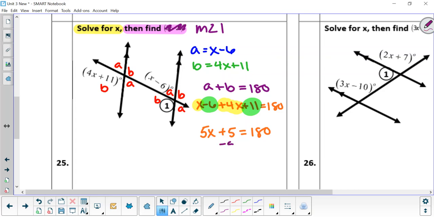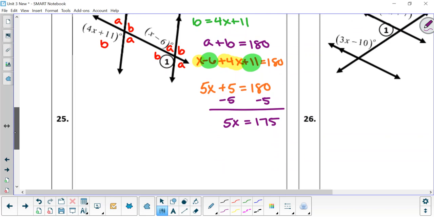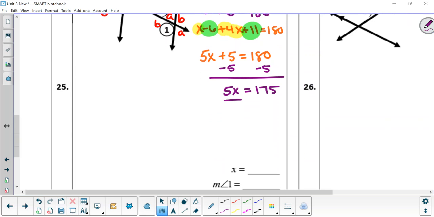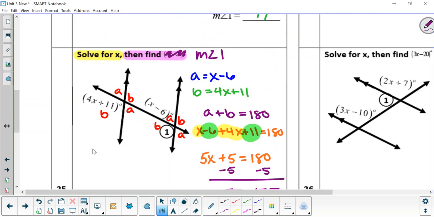Now we can solve. So subtract the 5, and we get 5x to equal 175. Last step, divide by 5. So x equals 35. So we did step 1. We solved for x. Now we have to find the measure of angle 1.